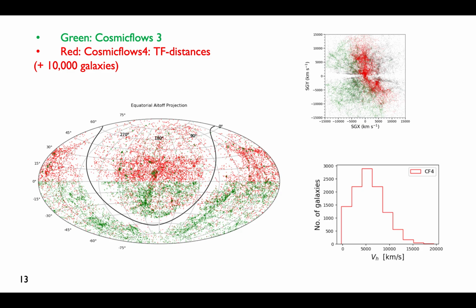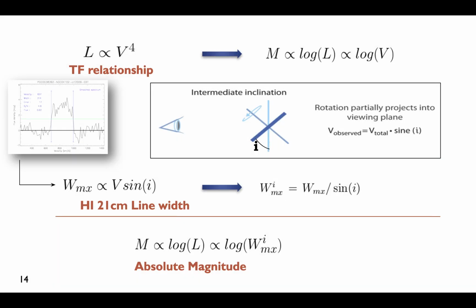Here I am going to concentrate or focus on TF distances and the method we used to measure the distances. The catalog that I worked on for distance measurements consists of 10,000 galaxies, mainly, as I mentioned earlier, distributed in the north sky. This is the galactic plane, and the green color here shows the Cosmicflows-3 distribution of galaxies, and red shows the TF distances of Cosmicflows-4, and as you see, it's covering the area that we didn't have many distances before.